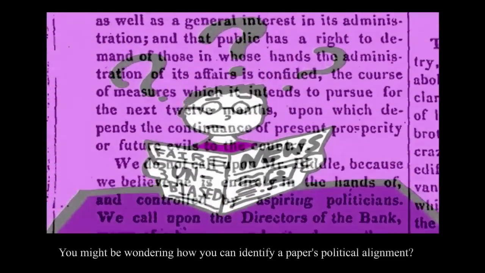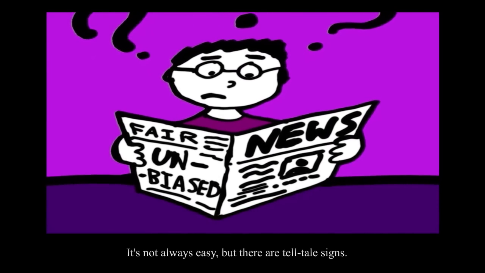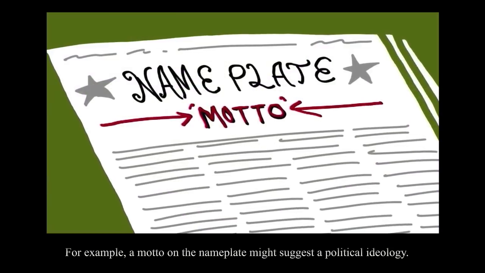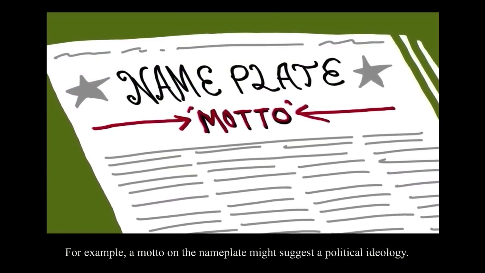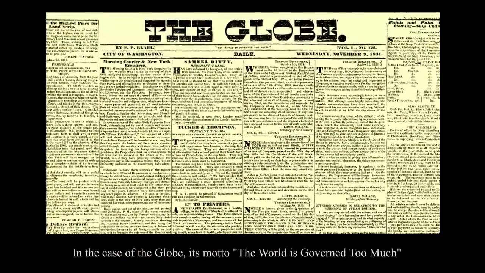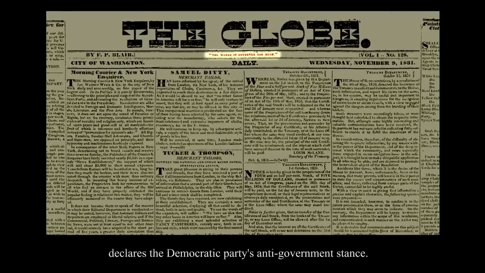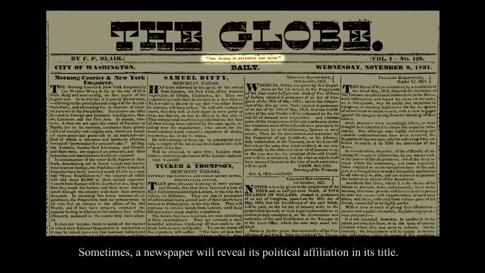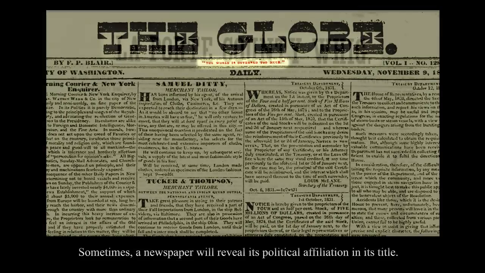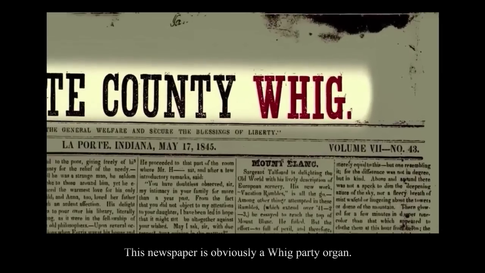You might be wondering how you can identify a paper's political alignment. It's not always easy, but there are telltale signs. For example, a motto on the nameplate might suggest a political ideology. In the case of the Globe, its motto, "The world is governed too much," declares the Democratic Party's anti-government stance. Sometimes, a newspaper will reveal its political affiliation in its title. This newspaper is obviously a Whig Party organ.